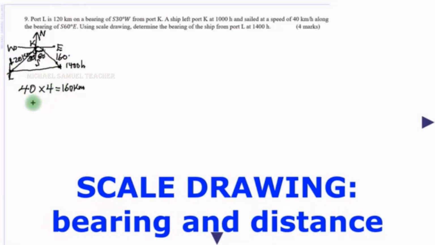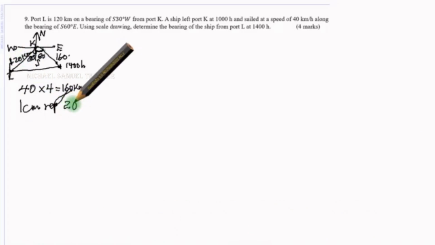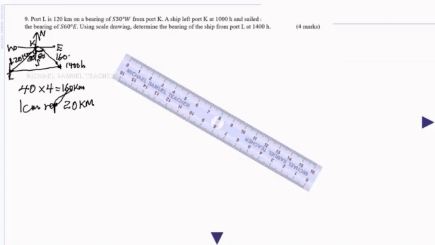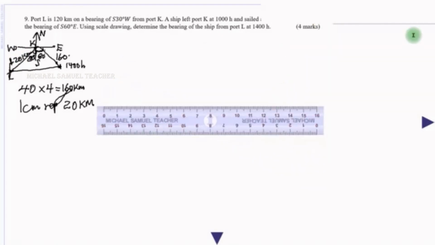So we are going to use scale drawing, and for my case I'll use 1 centimeter to represent 20 kilometers. So I have 160, and also the other one is 120. So from here I use 8 centimeters and the other one 6 centimeters. Fine, we can move on now. So I'll start by putting it at that particular point. That will be fine for me.